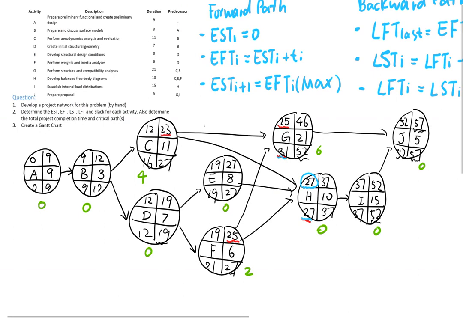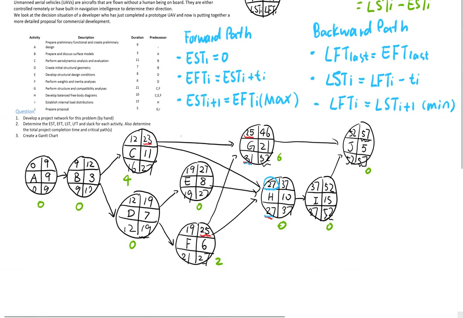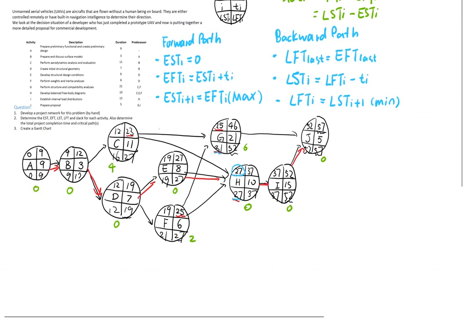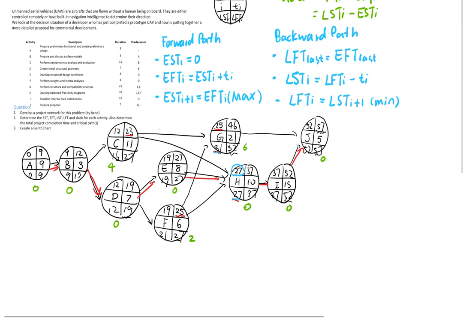Okay, and now we finish calculating the slack. Those activities with zero slack are called the critical activities. If we connect them, we will get the critical path. So next, I'm going to connect all those activities with zero slack. Okay, the critical path is A, B, D, E, H, I, J. And the critical path is also the longest path.